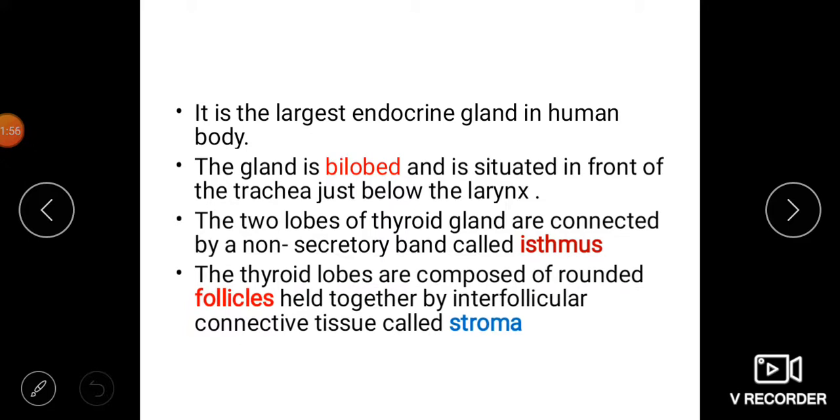The thyroid lobes are composed of rounded follicles which are held together by interfollicular connective tissue called stroma. Inside the thyroid lobe, there are many round structural and functional units. They are called follicles.